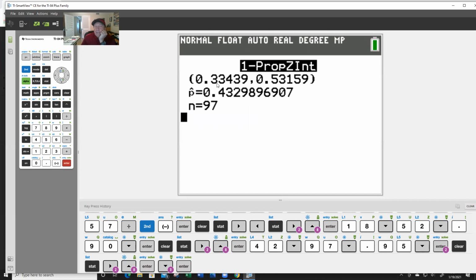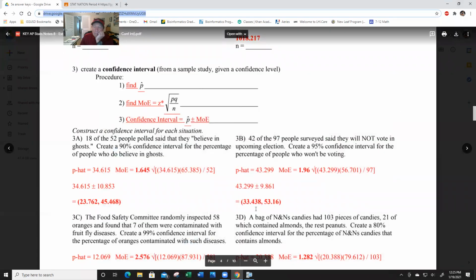It's between 33% and 53%. It's a pretty big margin of error. I mean, it's 10% each way, because of the low sample size. 33 and 53. And that's of course what I have right here, if you see this down here on these particular notes. Okay, all right, cool. All right, next problem.